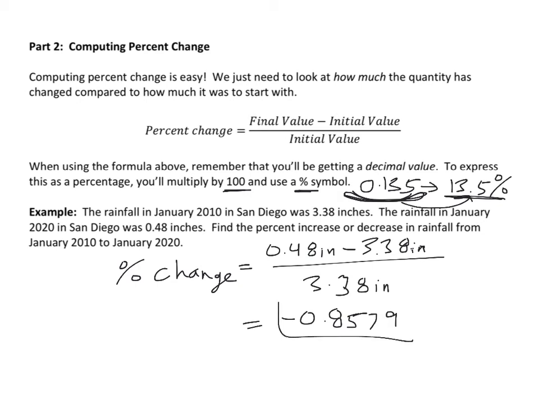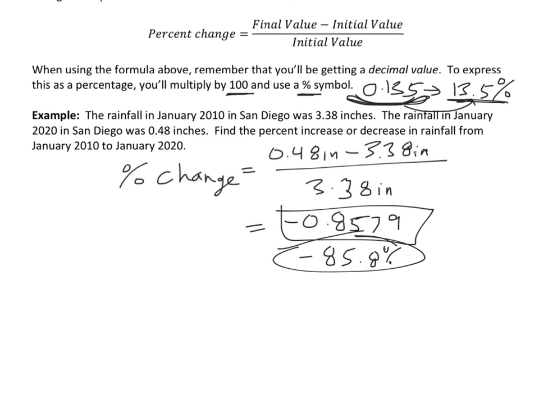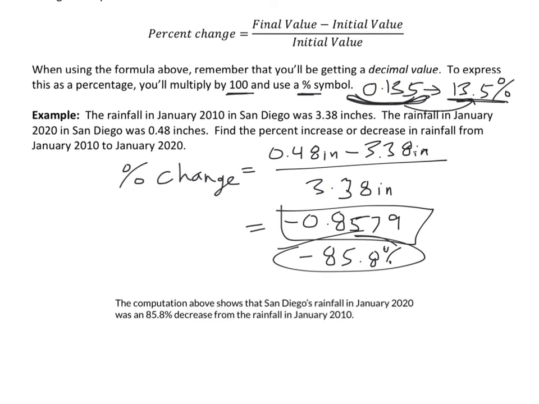Again, you don't just want to say, yay, percent change, I found it, negative 85.8%, I win. We want to describe this thing. The words I'm using here aren't magic. You can certainly write it a little bit differently, but we really want to have some of these elements there. The computation above shows that San Diego's rainfall in January 2020 was an 85.8% decrease from the rainfall in January 2010. It's a decrease because it was a negative value. And then I'm giving the amount of percentage that I found, and I'm giving the starting time and the ending time that I'm working with here.